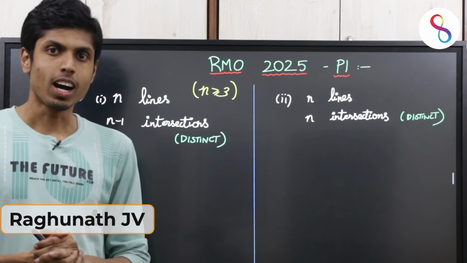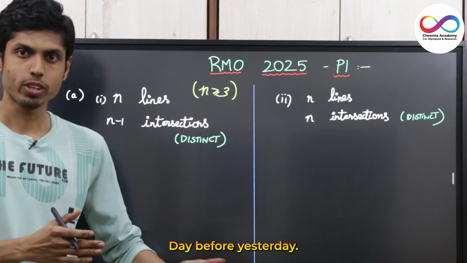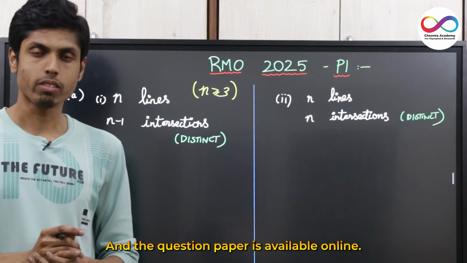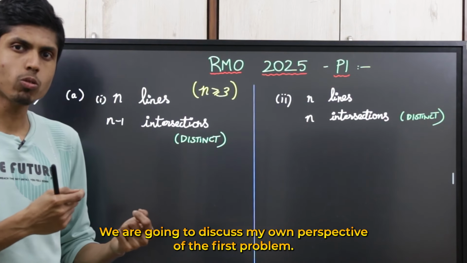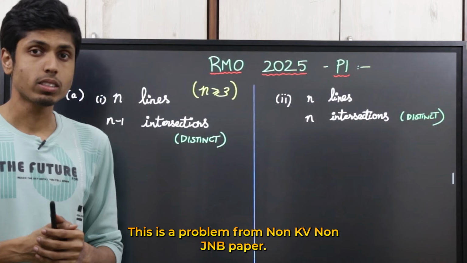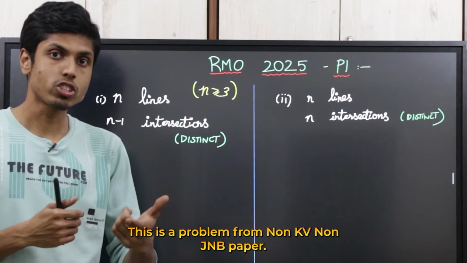Hello everyone. RMO happened day before yesterday and the question paper is available online. We are going to discuss my own perspective of the first problem. This is a problem from non-KV, non-JNB paper.